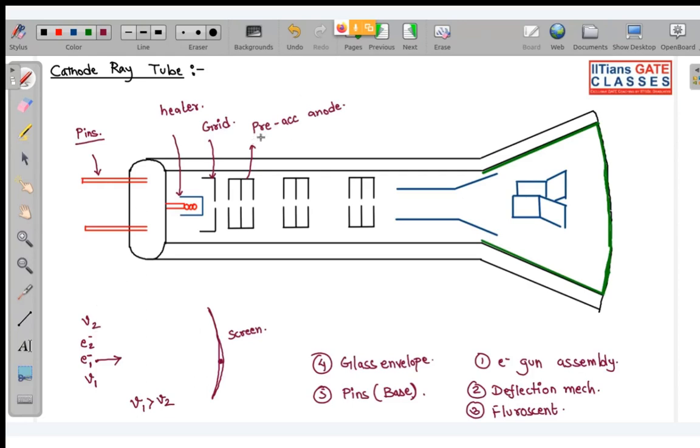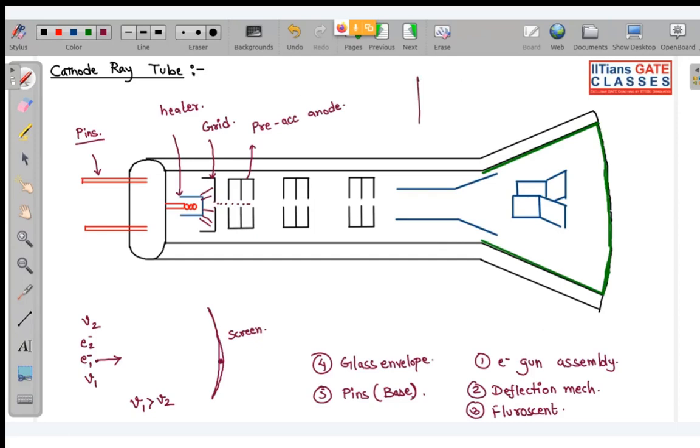So basically this pre-accelerating anode, what it does, see, basically electrons were emitted. Now some of the electrons might hit at the edge of this, and those are also going to transmit. Some might hit at this edge, so these are also going to transmit. So what happens, energy reduces. The velocity and kinetic energy of these electrons basically decrease. So I have to maintain a constant.